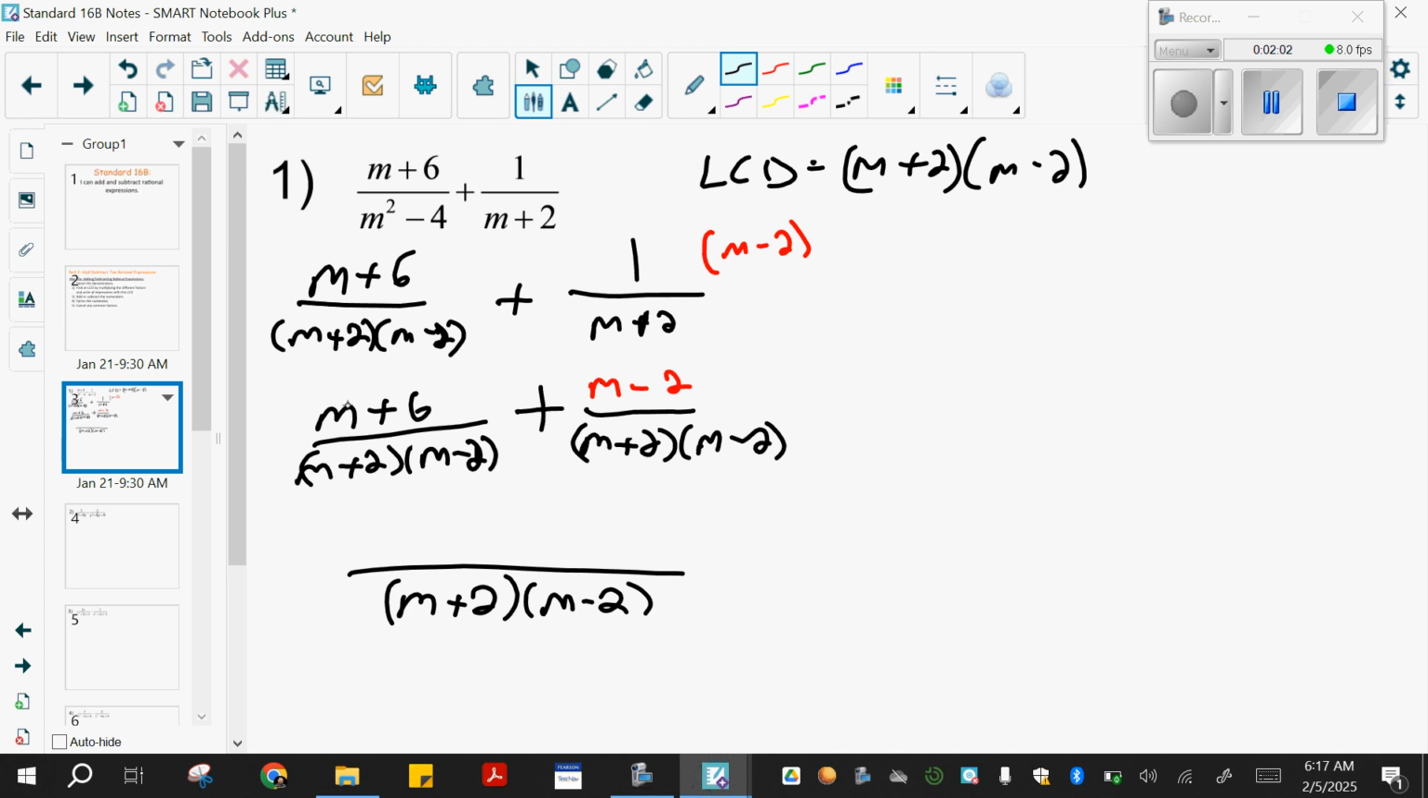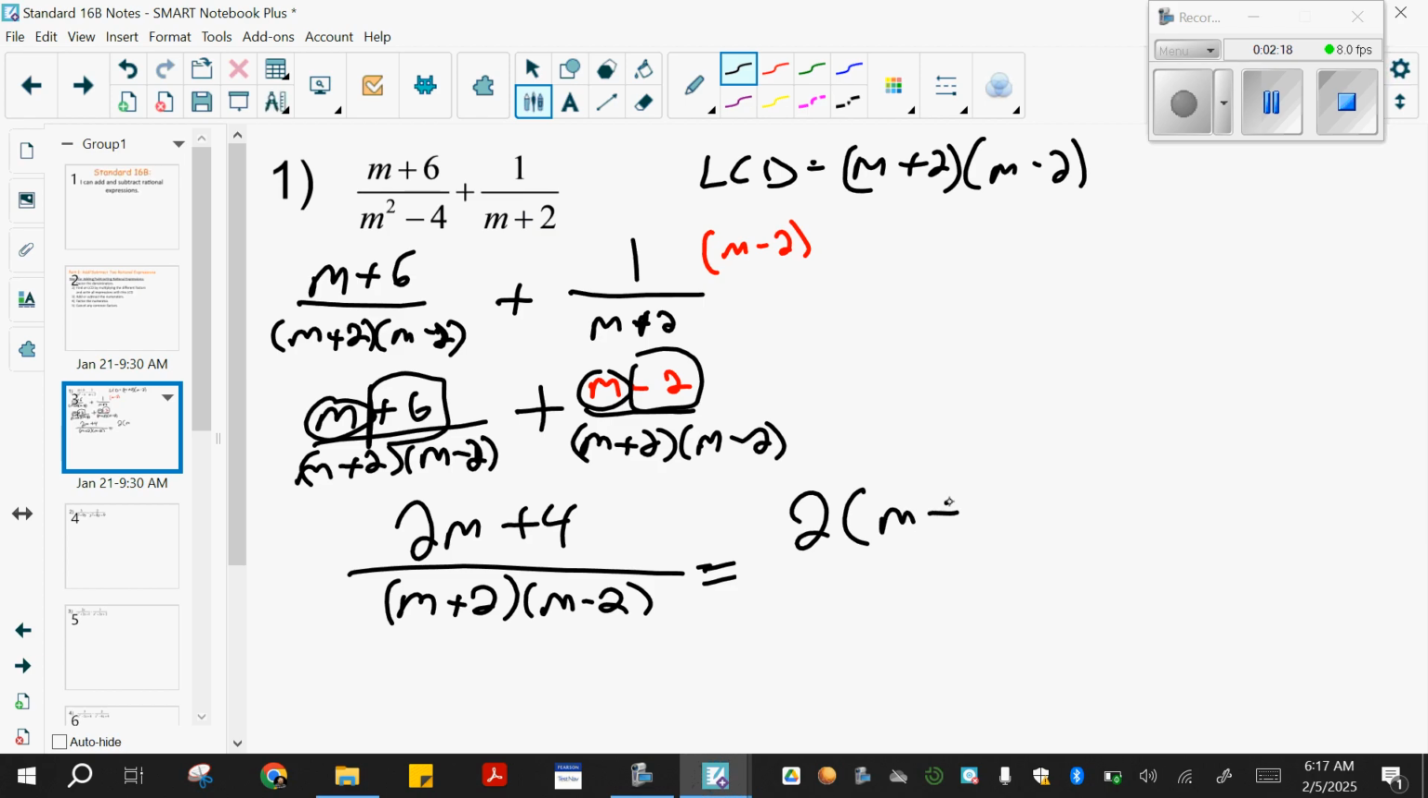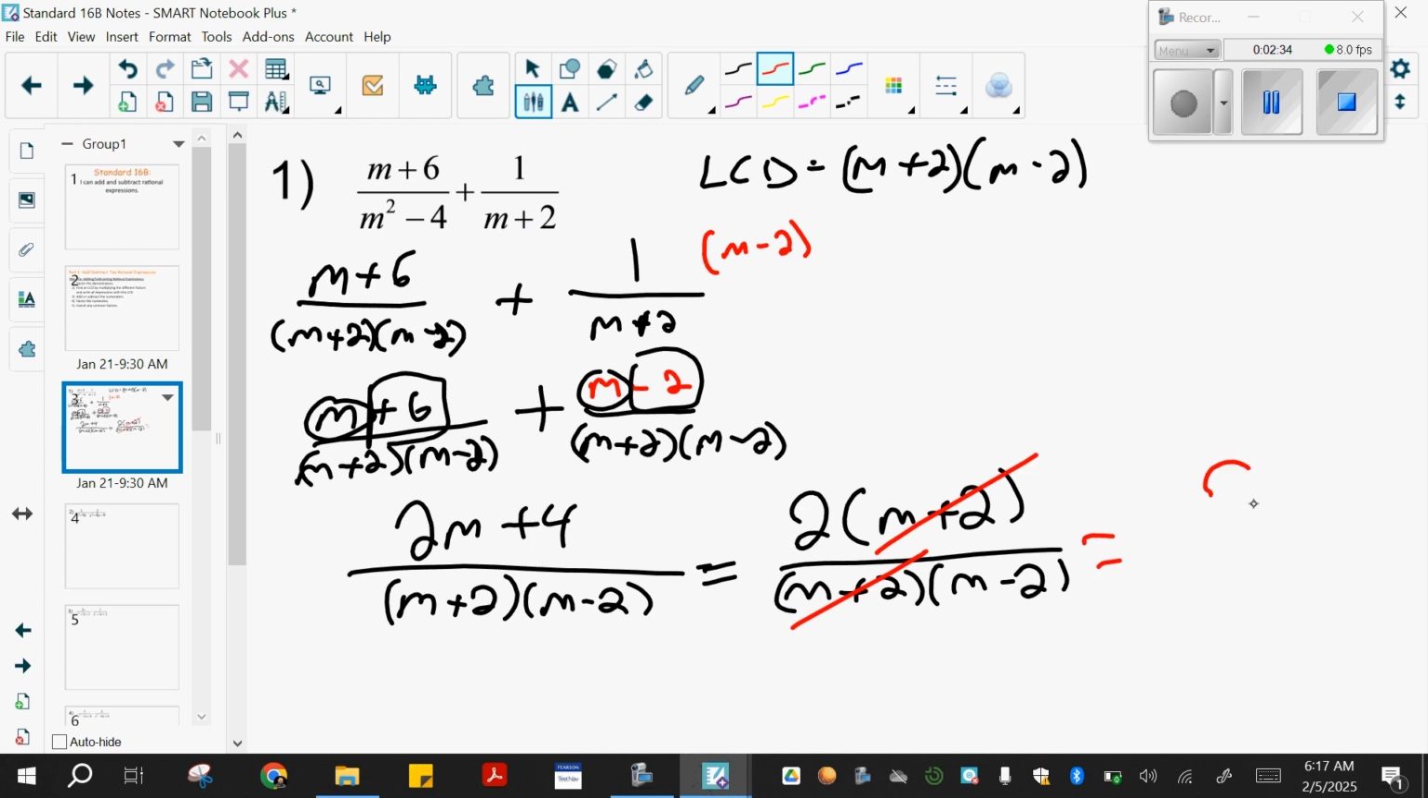The top, I have an m plus an m to get me 2m. I have a 6 minus 2 to get plus 4. And then I need to factor the top, so I have 2m plus 4. I can take 2 out of that, so 2 times m plus 2 over m plus 2 times m minus 2. Last step is canceling what we can cancel, so I have m plus 2 on the top and the bottom. It's going to leave my answer as 2 over m minus 2. And that's going to be the first question.